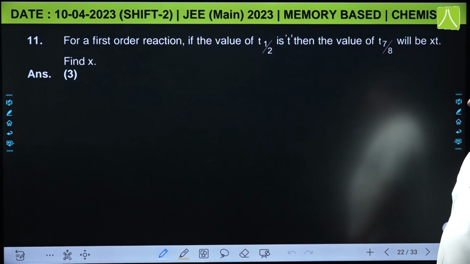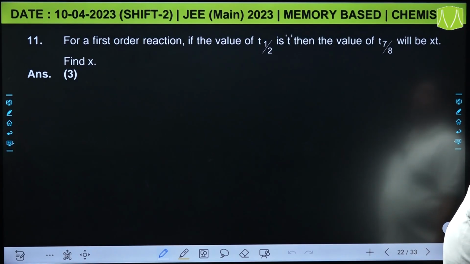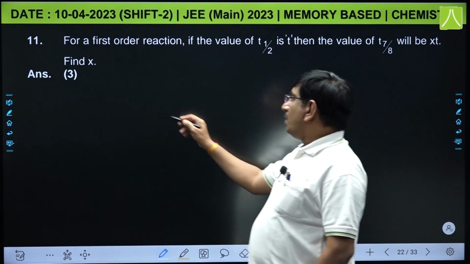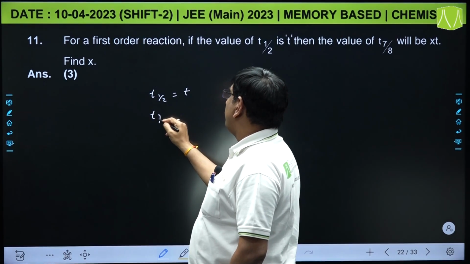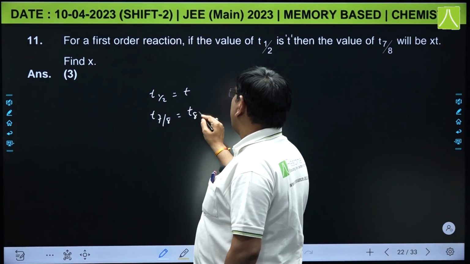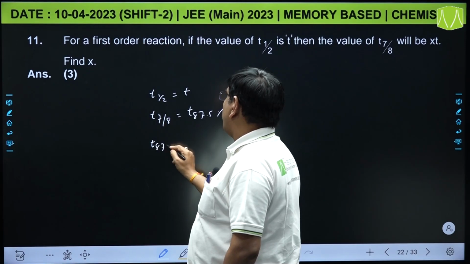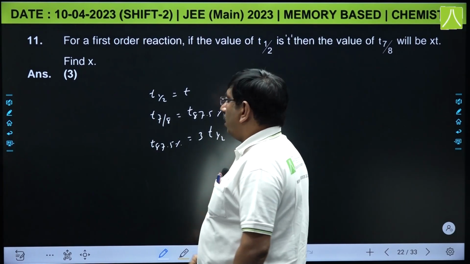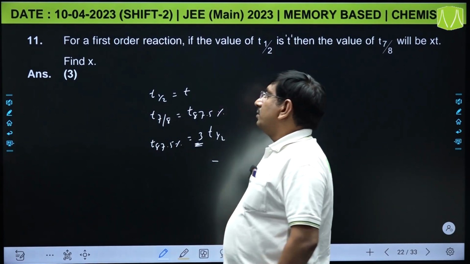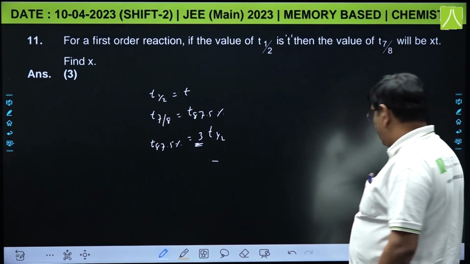Next question, for a first order reaction, if the value of t half is T, then the value of t 7 by 8 will be xT. Find x. Here t half is given as T, and t 7 by 8 means 87.5% completion. The t 87.5% and t half are related as 3 times t half. So, x can be 3.